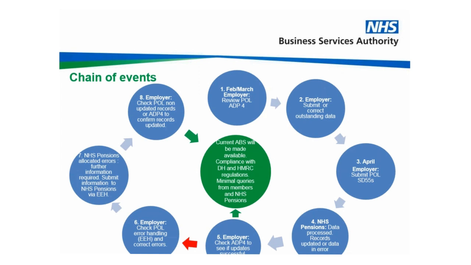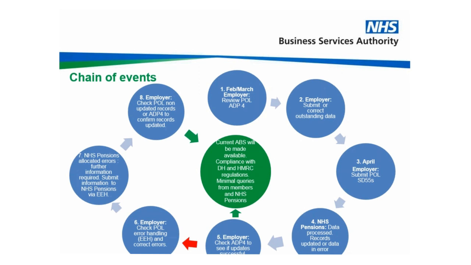From the 1st of April, we follow steps 3 and 4, where you submit your year-end updates for processing by NHS Pensions. At step 5, ensure that your updates have processed successfully by checking your ADP4 again the following day. If your member records are updated to 31/3/17, follow the green arrow where no further action is required. If the update has not been successful, follow the red arrow where you then need to check POL error handling to find the reason why. Take the appropriate action to correct any errors that are allocated to you.